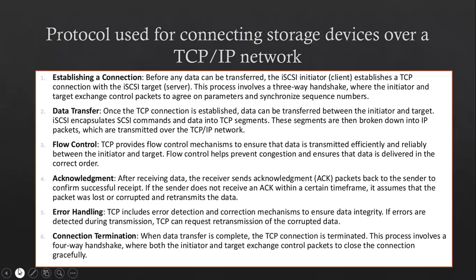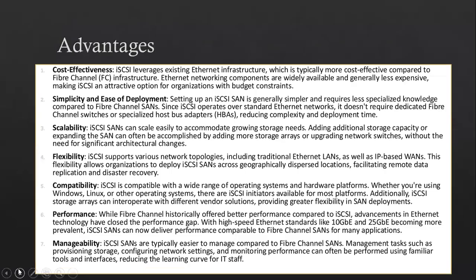Now, next, let's see what the advantages of iSCSI are. First, cost effective. It is more cost effective, in the way that the Ethernet infrastructure is typically most cost effective compared to the Fibre Channel infrastructure. Ethernet networking is widely available and generally less expensive, making iSCSI an attractive option for organizations with budget constraints.